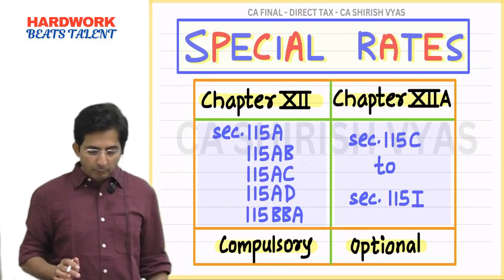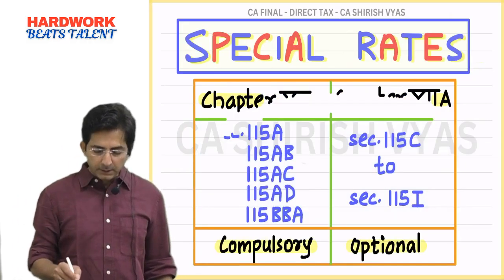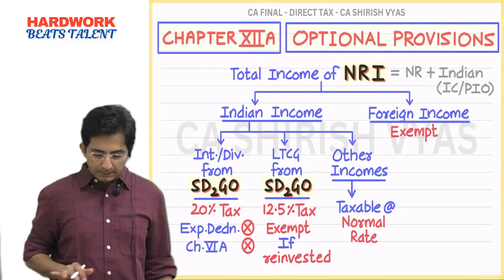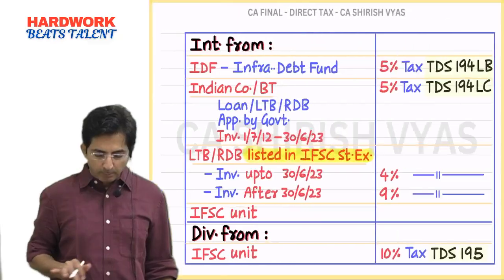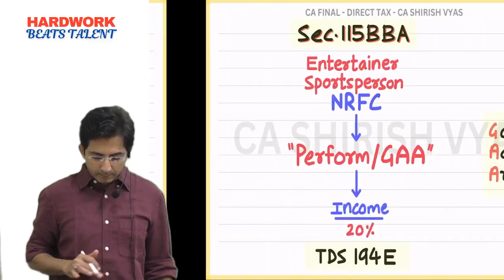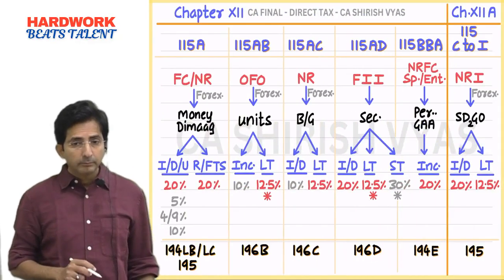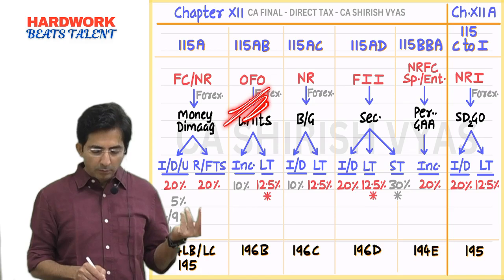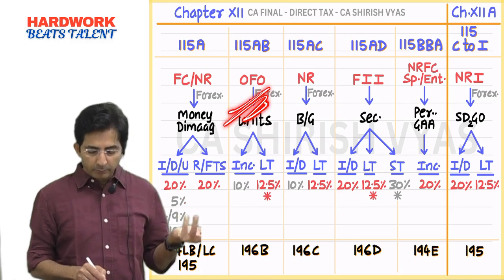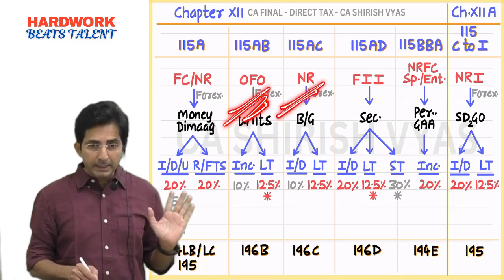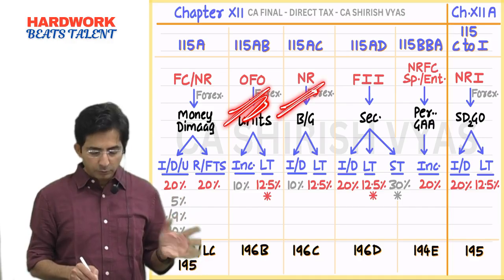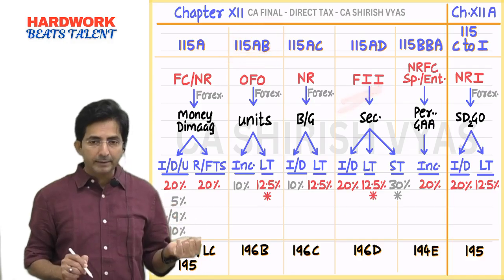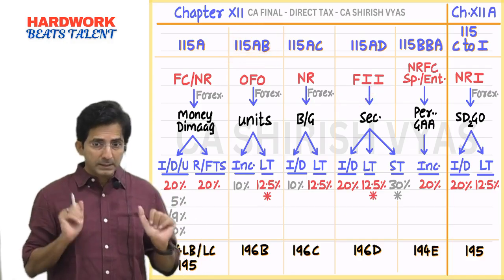Now tell me, how will you figure out which of these sections' knowledge will be useful? For this, if you remember, last lecture I had given one jumbo chart, that mega chart. You have to see if the question has OFO, 115AB; normal NR, bond, GDR, 115AC; then FII, then 115AD. So you have to figure out which section is applicable.